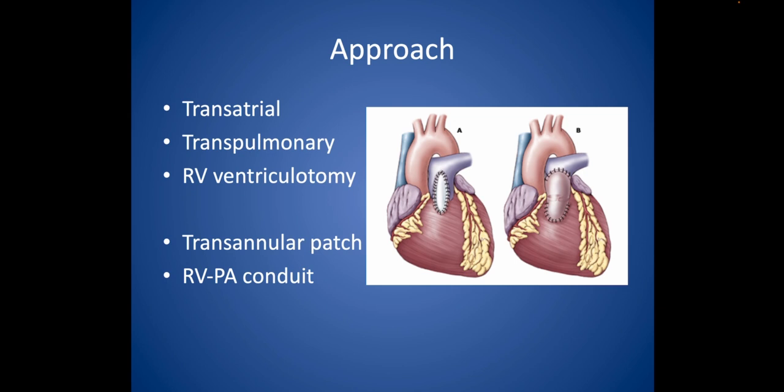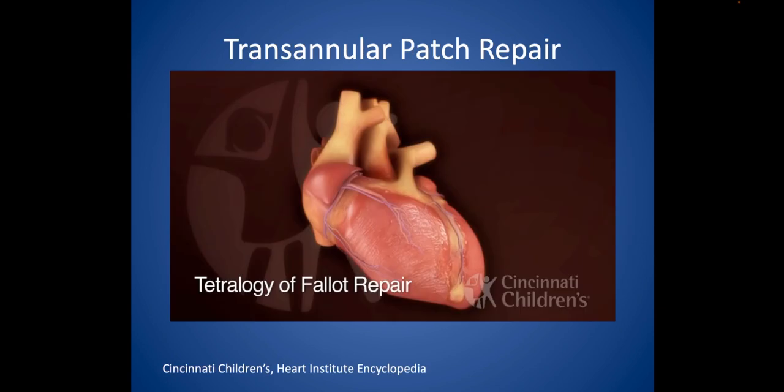It can also be done transpulmonary. Very rarely, it can also be done with an RV ventriculotomy, knowing that a ventriculotomy does cause a higher risk of ventricular arrhythmias because you're cutting into the ventricular muscle. And when you think about options of how to augment that pulmonary valve or that pulmonary artery, you can think about options including transannular patch or an RV to PA conduit.